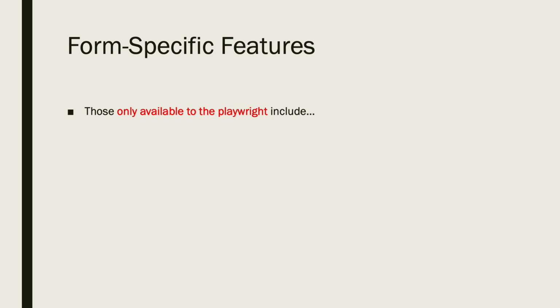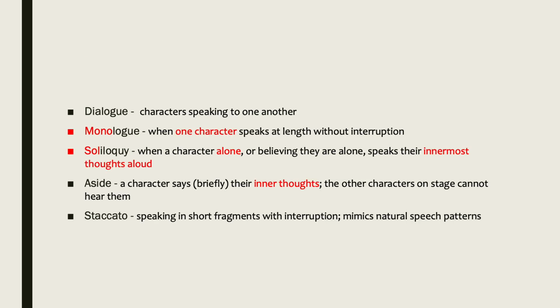Okay, a reminder that form-specific features are those that are only available to the playwright or the dramatist, same thing, and they can include: dialogue is just when characters are speaking to one another. When you do open up the play script in front of you, all of the lines where a character is speaking are dialogue. A monologue, as is suggested by the prefix mono, means just one character speaking at length, and people don't interrupt them.